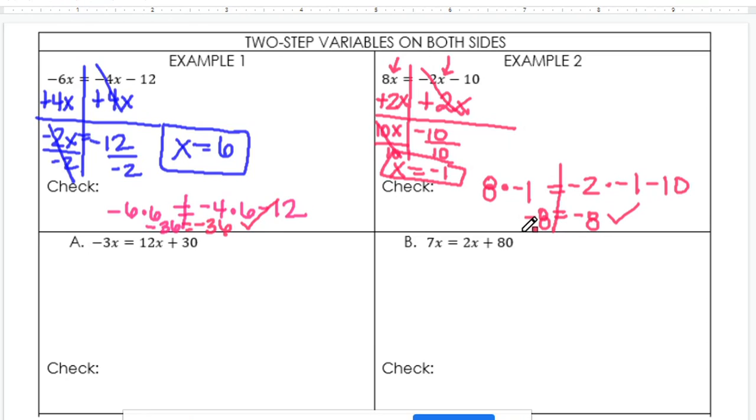All right, so now it's your turn. Pause the video and go ahead and work A and B by yourself. When you're finished, press play, and we'll go over the solution.